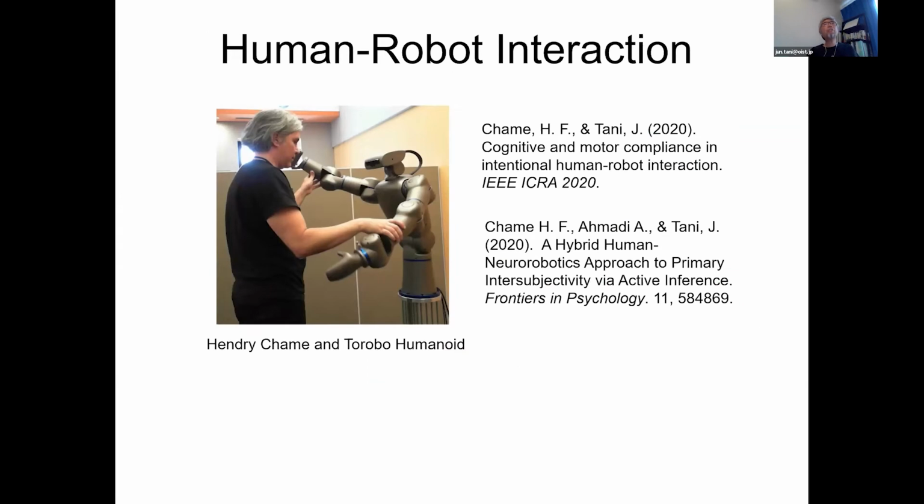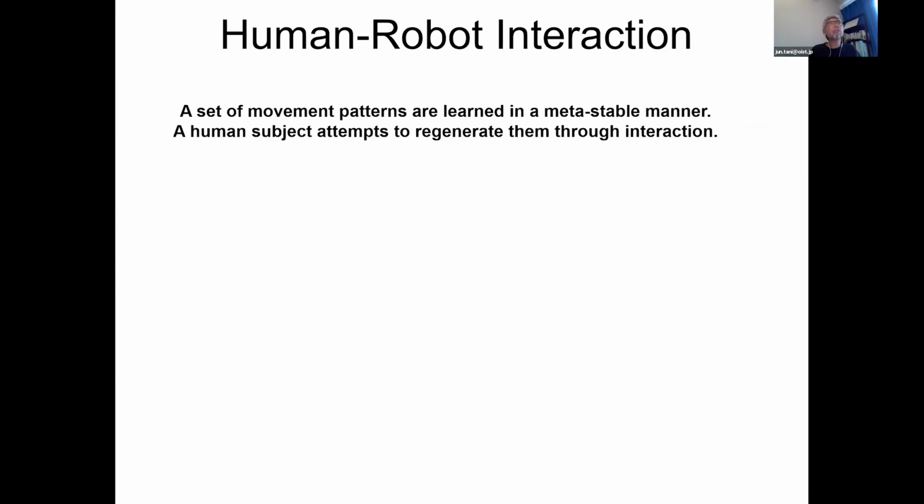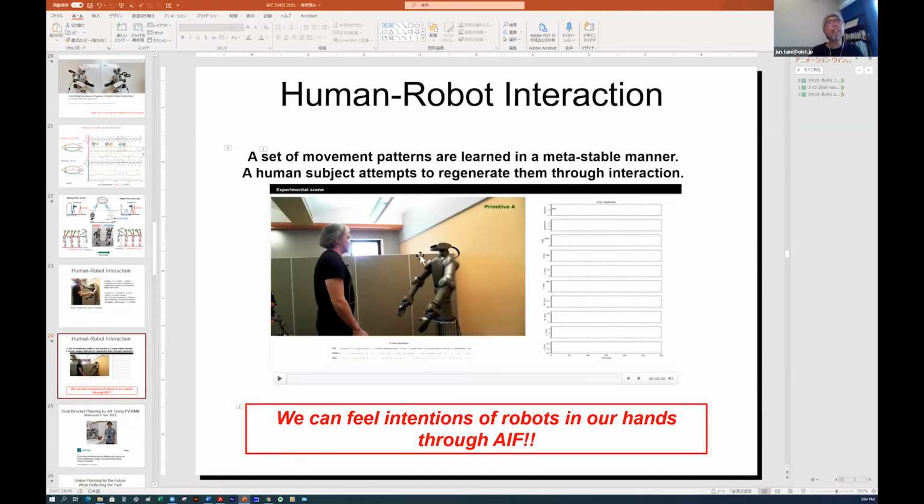Okay, and then we do this kind of thing with human-robot interaction, using force feedback. In this experiment, a set of movement patterns are learned in a meta-stable manner, so different movement patterns coexist. And then human subjects, like him, attempt to regenerate each of them through the interaction. So maybe I'm going to show.